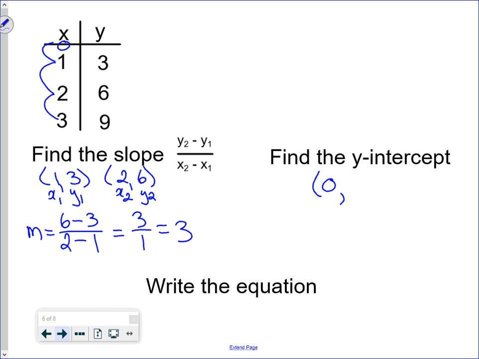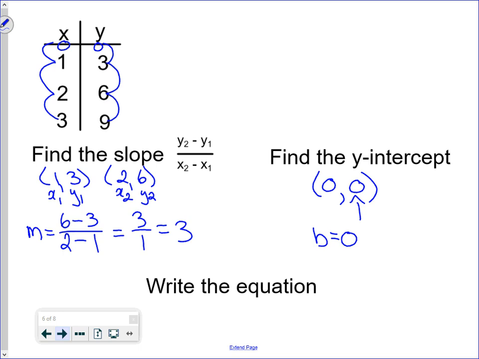Now we need to figure out the y value. So 9, decrease it by 3 to get to 6, decrease by 3 to get to 3. If we decrease by 3 one more time, we will also get to 0. So we have the point 0, 0, which tells us that our y-intercept is 0 in this example. So our b equals 0.